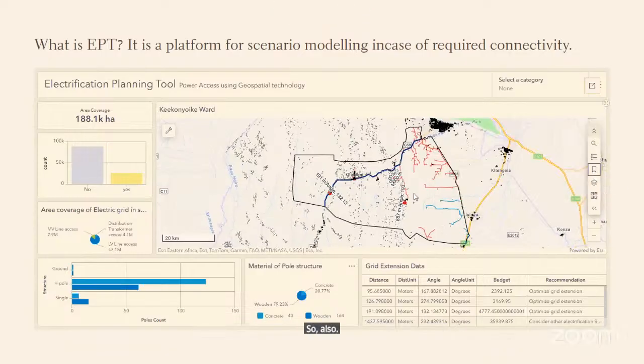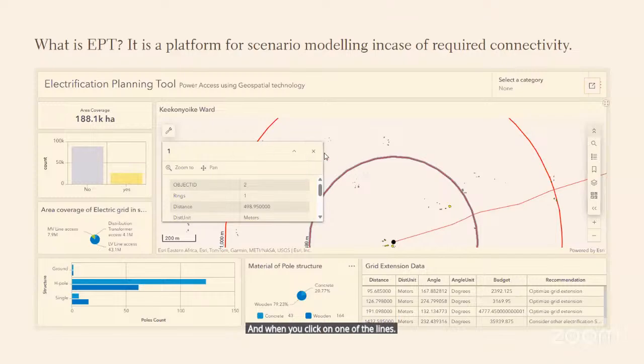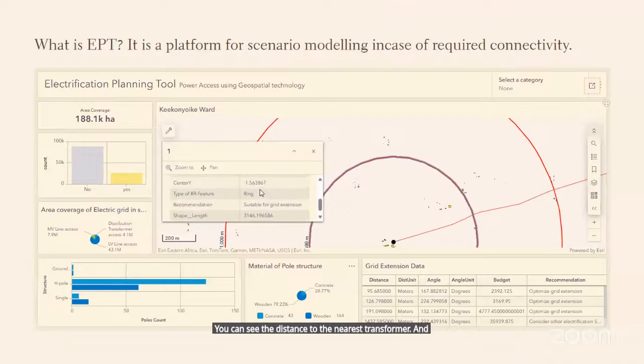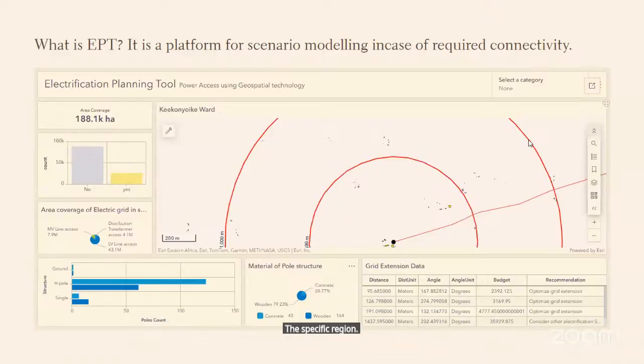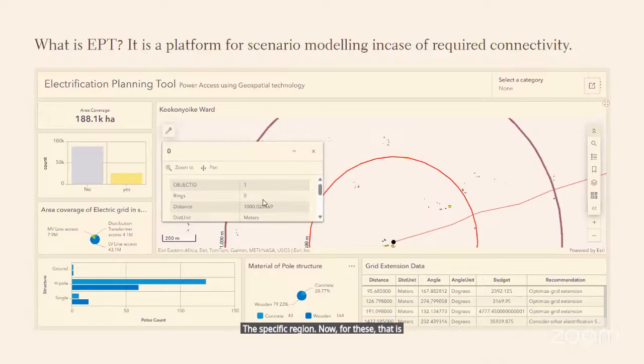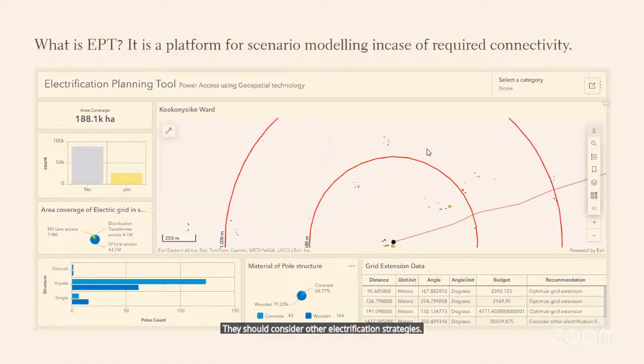Also, this can be done with the system. As you can see, I adopted this. And when you click on one of the lines, you can see the distance to the nearest transformer and the recommendation that is given with respect to the specific region. Now for this one that is outside, you can see the distance is 1,000 from this respective transformer, and the recommendation given is they should consider other electrification strategies.